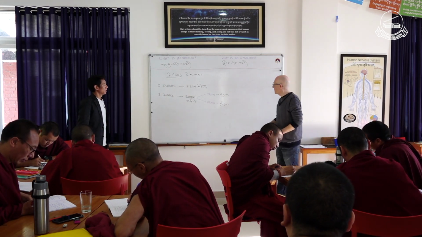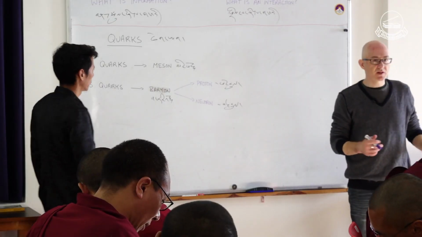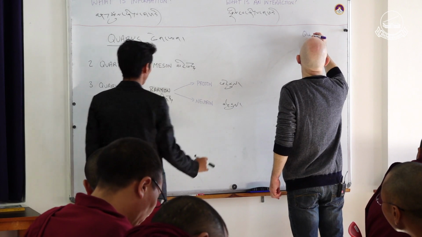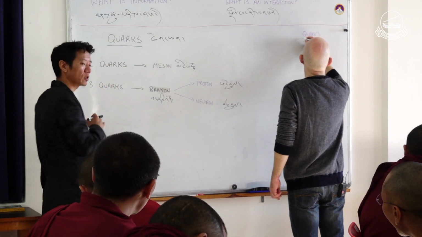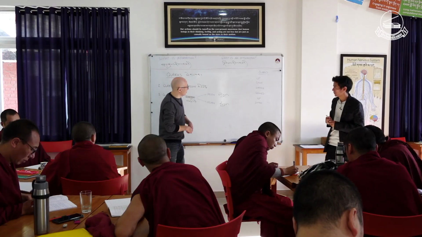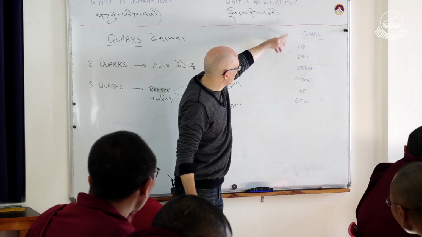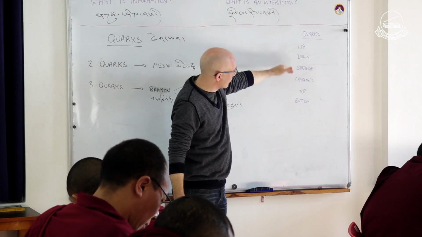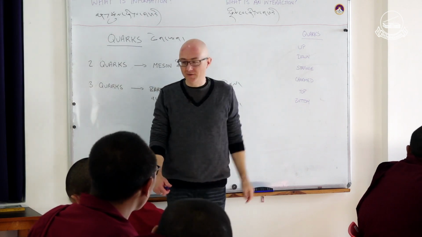So just a reminder that we have 6 kinds of quarks. So just a reminder, these are the 6 quarks. There's the up quark, the down quark, the strange quark, the charmed quark, the top quark, and the bottom quark.